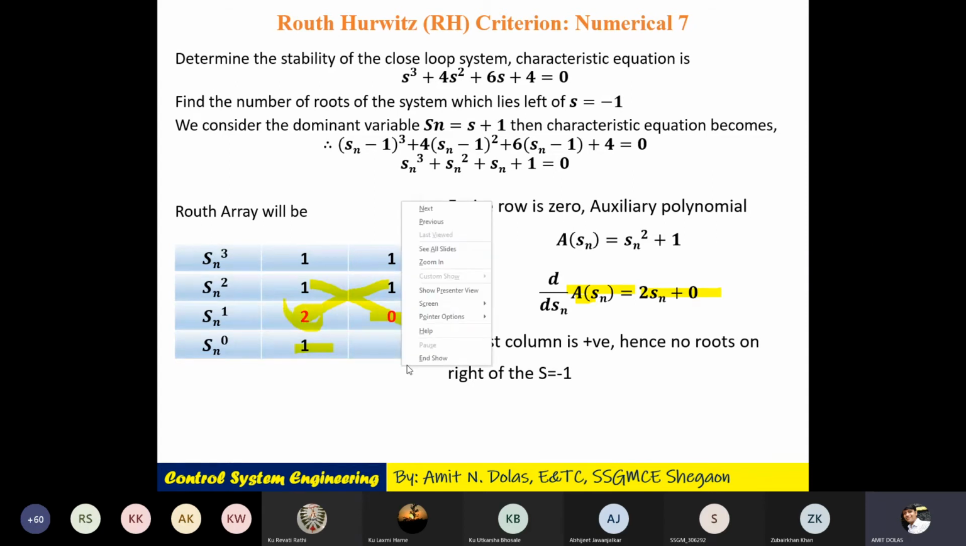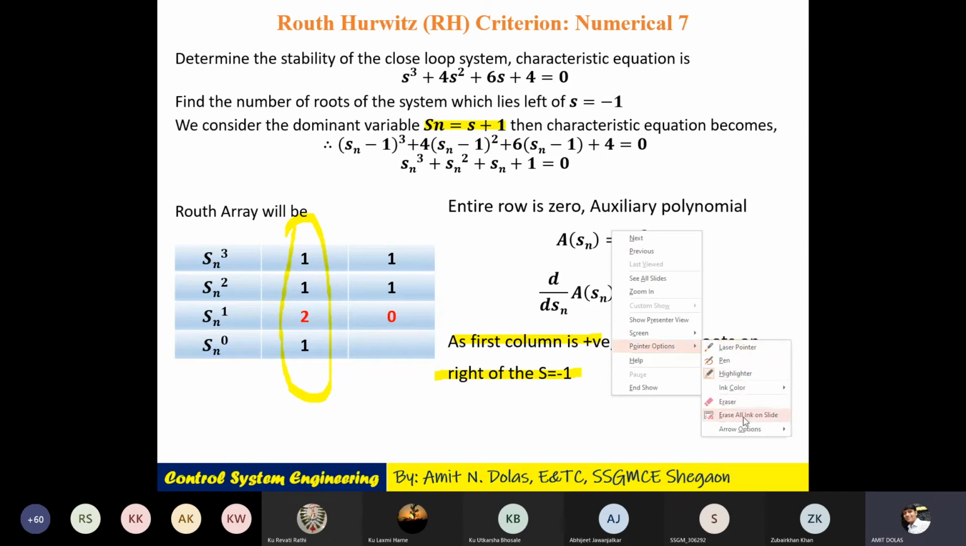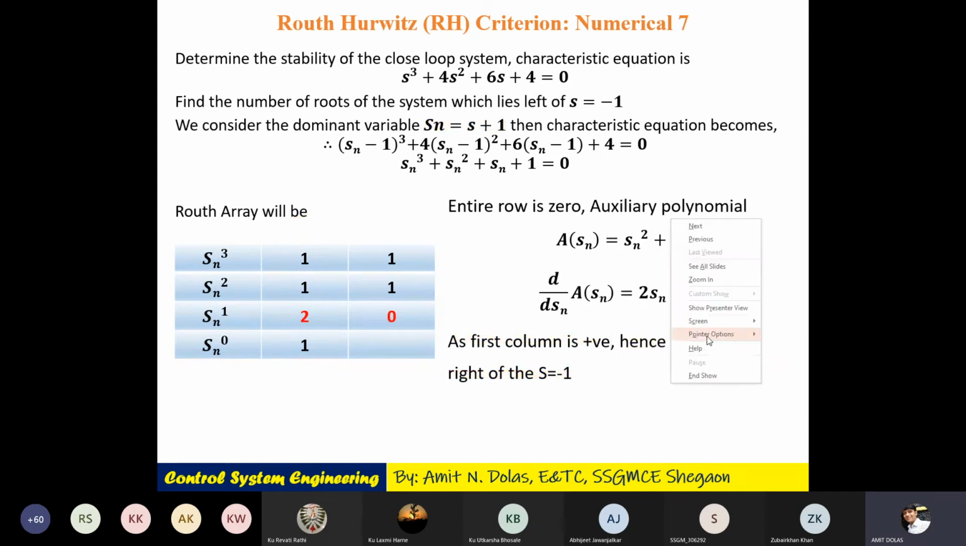So the root array is completed here for the shifted or dominant variable, and that has been seen. It is all positive values in the first column. So as the first column is positive, hence no roots on the right of s minus 1. इसका सीधे सीधे वही काम करना है, सिर्फ s minus 1 के लिए हम देख रहे हैं.